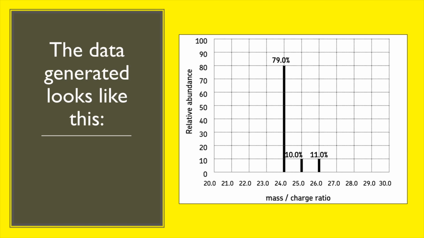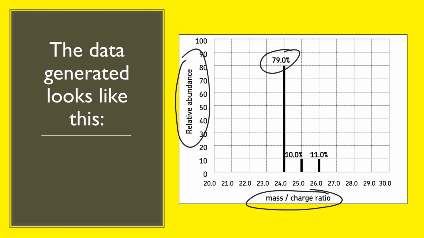So, what do we get when we've done a mass spectrometer? We'll get data that looks a little bit like this. We have the mass to charge ratio along the bottom, and the relative abundance up the side. This one has 79% of a mass of 24, 10% is a mass of 25, and 11% is a mass of 26. So the mass to charge ratio is essentially the isotopic mass, the mass of that isotope.